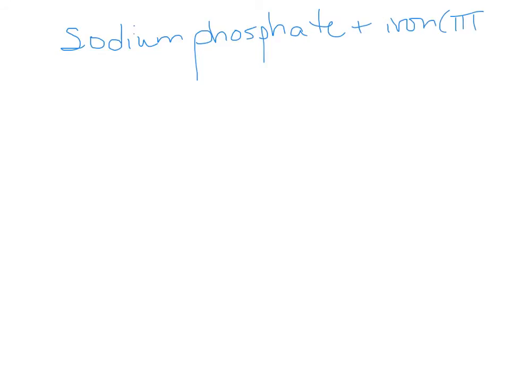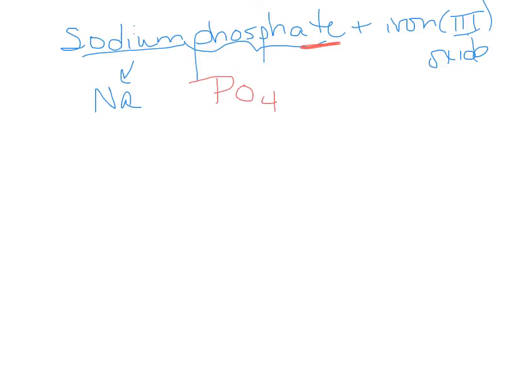Alright, so the first reactant was sodium phosphate. And sodium phosphate reacts with iron 3 oxide. So let's see if we can get those. Sodium, right? Phosphate. It ends in ate, which means it's a polyatomic. Anything that ends in ate or ite is a polyatomic, so you need to look that up. Phosphate is PO4 with a charge of 3-.